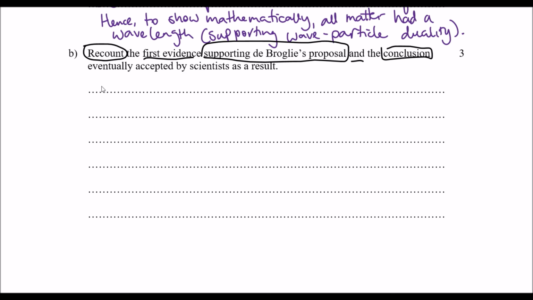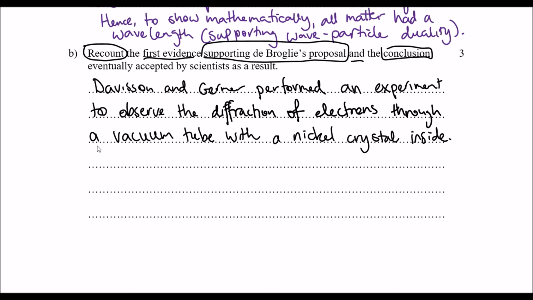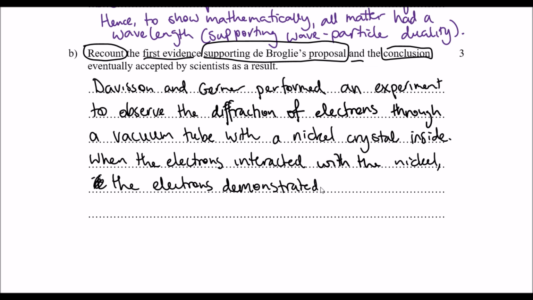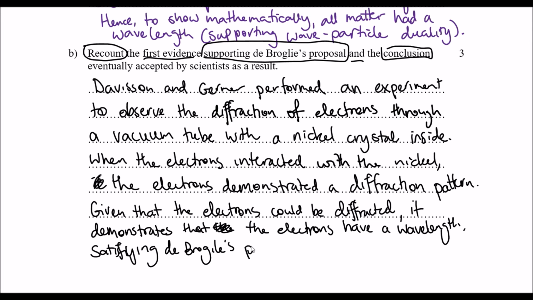So let's write that down. Davisson and Germer performed an experiment to observe the diffraction of electrons through a vacuum tube with a nickel crystal inside. When the electrons interacted with the nickel, the electrons demonstrated a diffraction pattern. Now, given that the electrons could create diffraction, it demonstrates that the electrons had a wavelength, satisfying de Broglie's proposal of the wave-particle duality of matter and connecting that into waves.